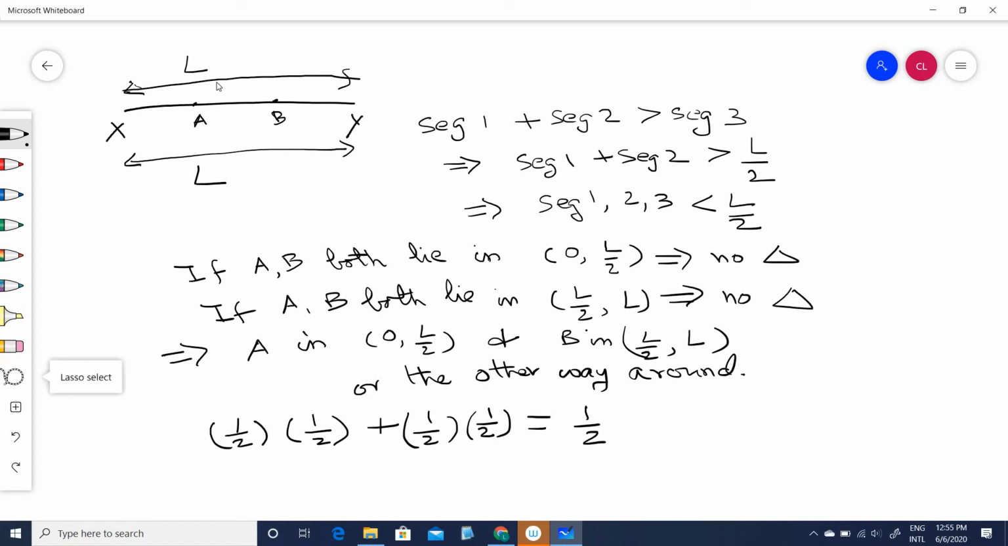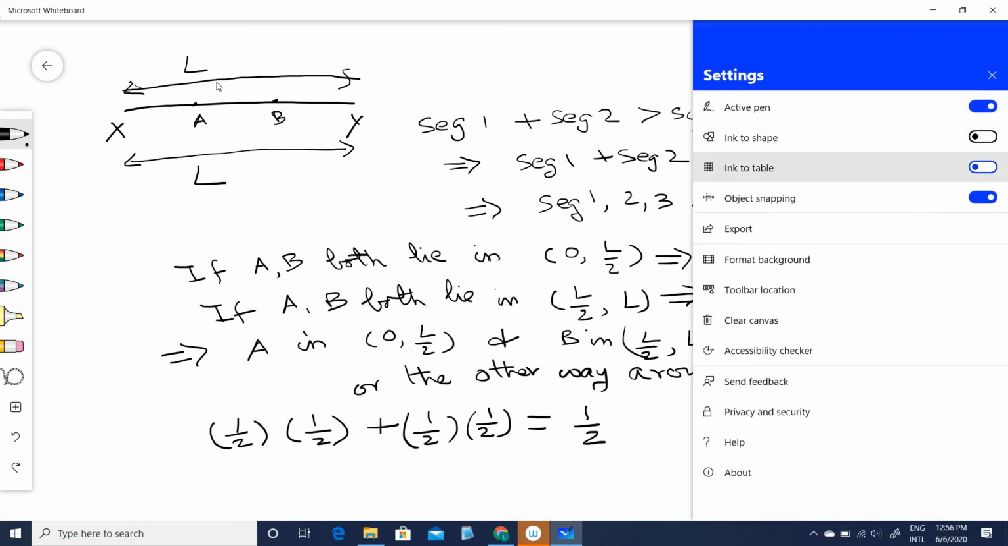Let me now do one thing. I will save this page. Let me see how to save this page. This is the first time I'm doing it. Let me see how to save this page so that I can go on to the next page. Save, export.